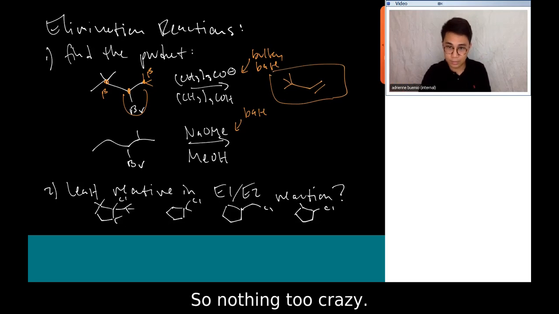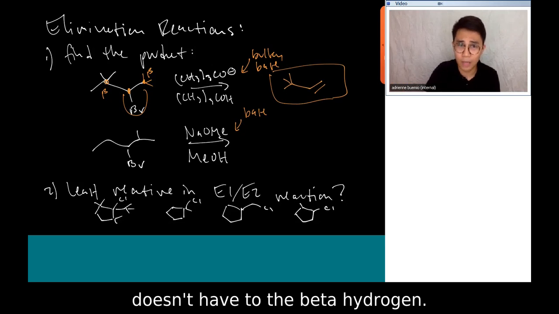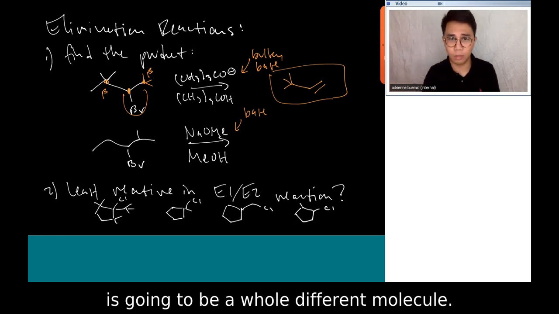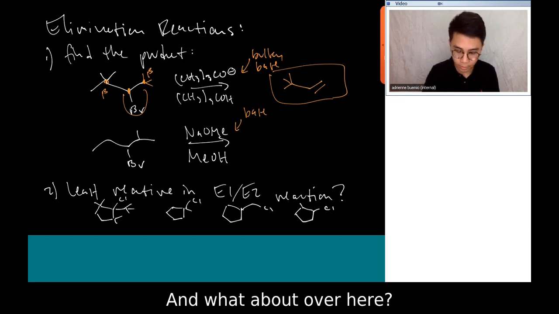So nothing too crazy. And we can't make a double bond here because first of all, it doesn't have the beta hydrogen, right? And if we take this out, the methyl group is going to be a whole different molecule, right? And we don't want that. So, what about over here?